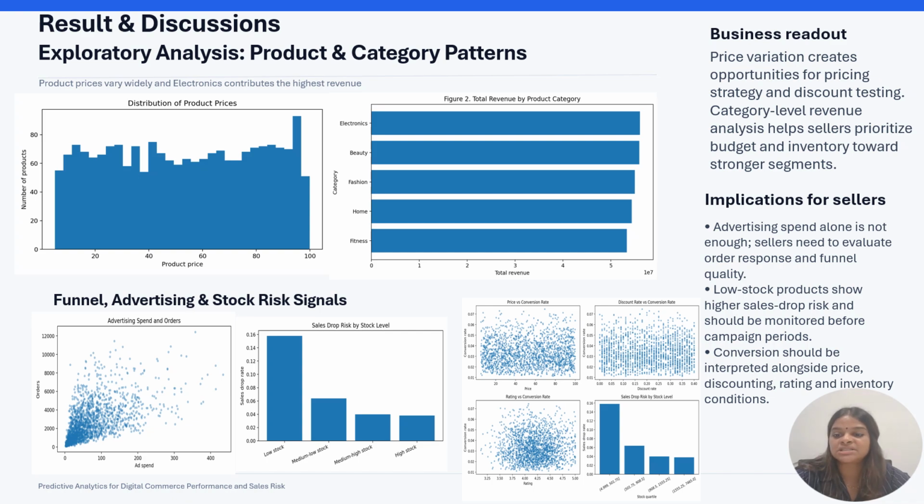This covers the funnel and business performance variables such as views, clicks, add to cart actions, orders, ad spend, and stock level. These variables are very important because they represent the journey from product exposure to purchase. The analysis also showed that the low stock products had the highest sales drop risk. This is business relevant because it suggests that inventory condition is strongly connected to sales performance and sustainability.